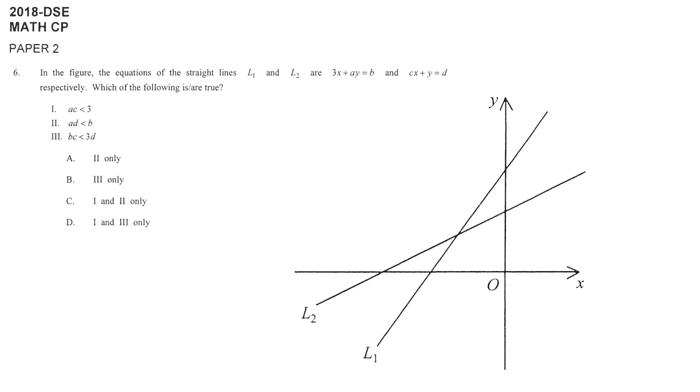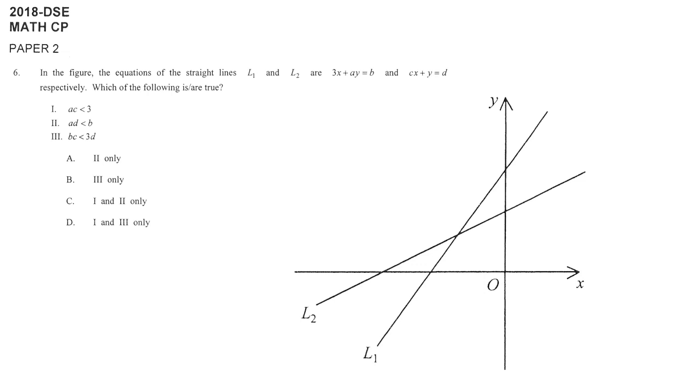Before I start explaining this question, I would like to tell you this type of question comes up in every DSE exam about the equation of a straight line, about the slope from the coefficient, something like that. And it's definitely not easy. It's difficult. Sometimes if there's only one straight line, maybe it's easier to calculate.